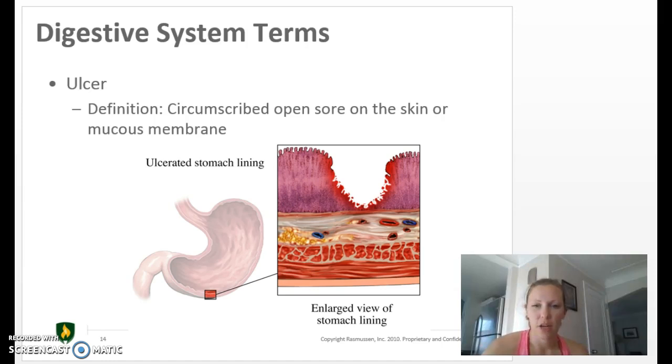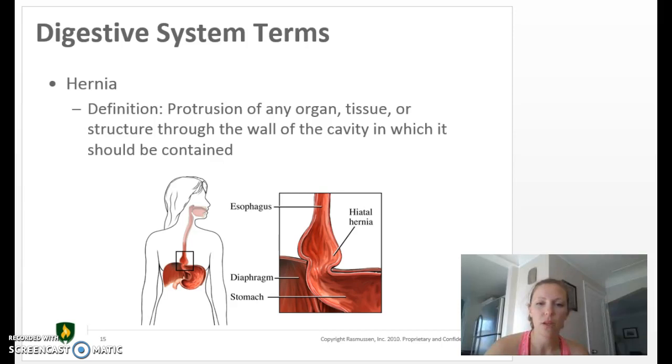An ulcer is any open sore on the skin, and this is usually on the inside of the stomach, but it really can happen anywhere along the digestive tract. A hernia is when there's a bulge of that tract. It happens very often in the esophagus, but it could be in any part of the alimentary canal.